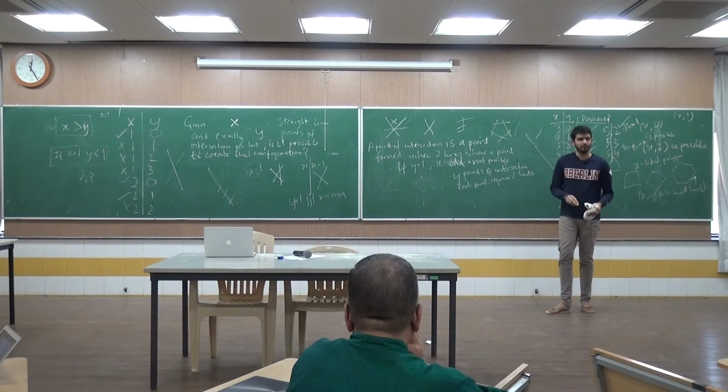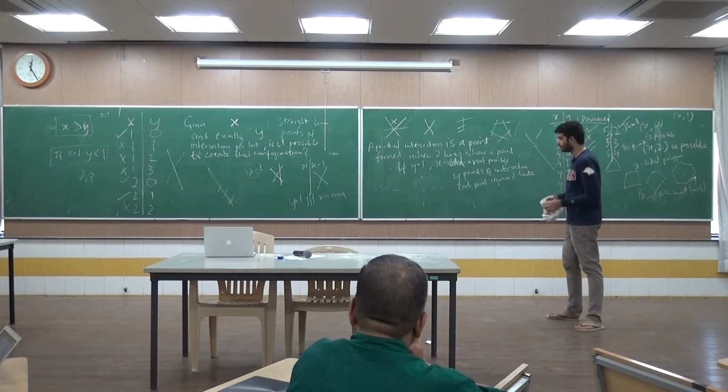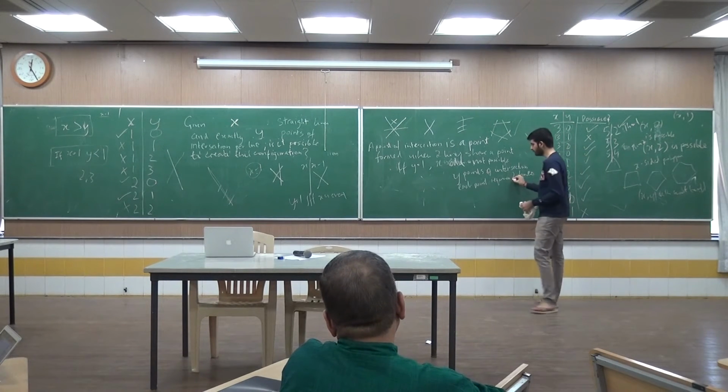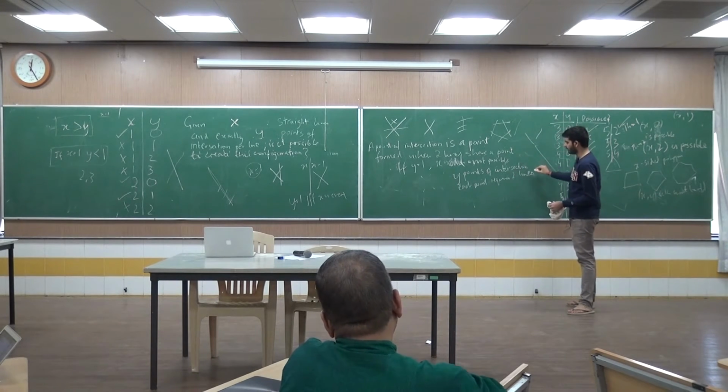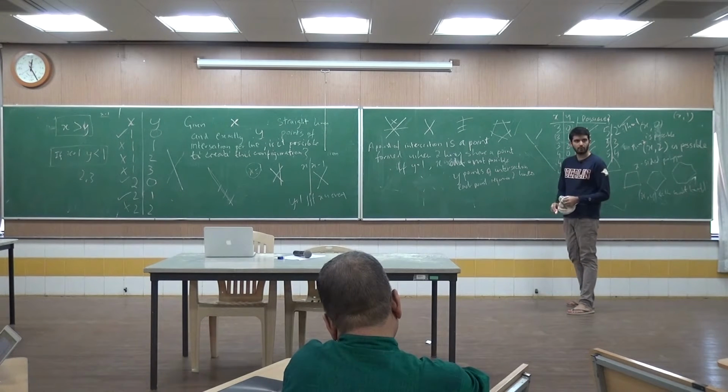Why can't each point have more than 2 lines or 0 lines? Because the point is an intersection of 2 lines. We just established that. So given y points of intersection and given that each point requires 2 lines, the number of lines will be double the number of points.